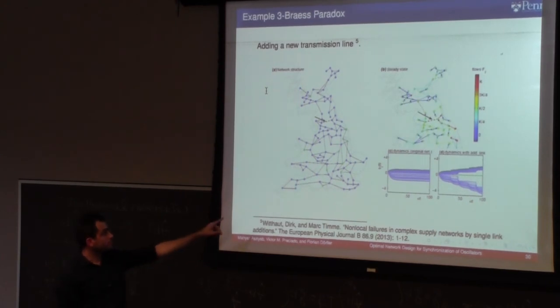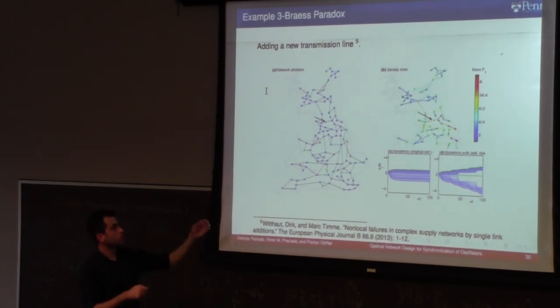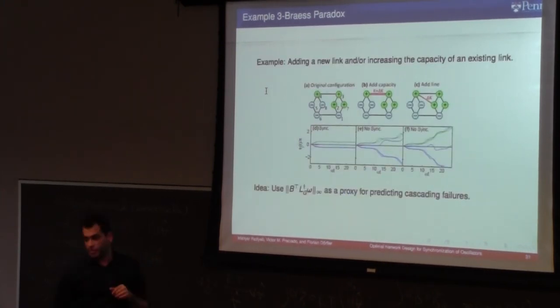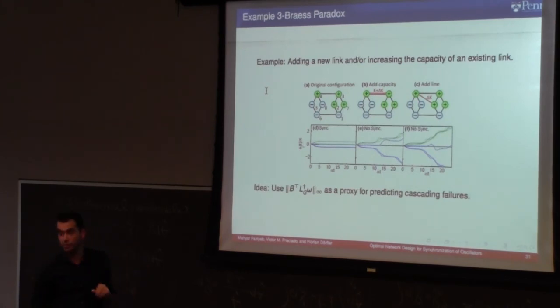So this problem has been studied just numerically, as you can see in this figure. They just add an edge, and then they simulate the dynamics, and then they conclude that this edge is very dangerous. You shouldn't add this transmission line. But with this phase cohesiveness that I talked about today, we show that this can be used as an analytical tool to study this Braess paradox.